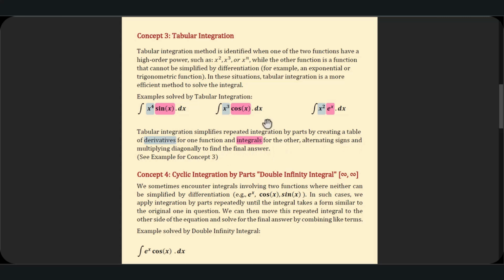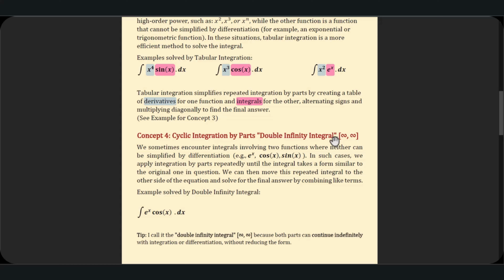There is a method in which you put these in a table. You put the derivatives in one column, and in the second column you put the integrals, and you find the integrals in each row. You make one operation per row, and after that you multiply diagonally while alternating the signs. This is the method. And the last one is concept 4, which is cyclic integration by parts, double infinity integral. This is how I name it for you to easily memorize this concept.